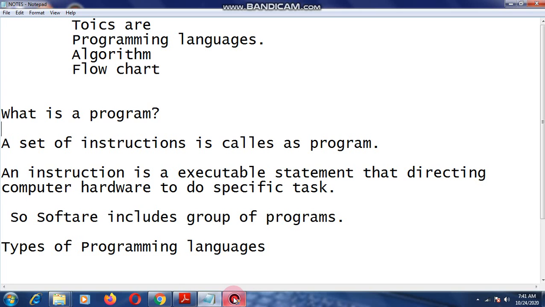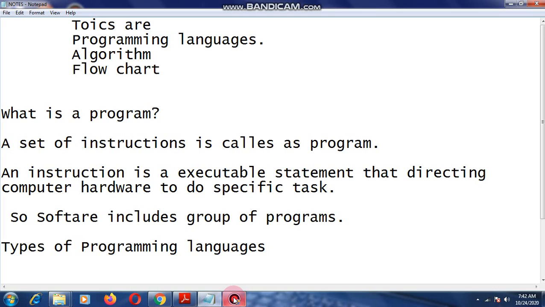A program is nothing but a set of instructions, and an instruction is nothing but a statement that can direct the computer hardware component to do a specific task. Nowadays, a computer or an Android phone, anything, can be executed and operated through programs, that is, software. Without software, computers, laptops, desktops, workstations, or Android phones cannot work. That's why you should know what a program is.